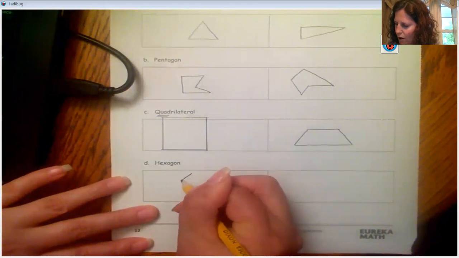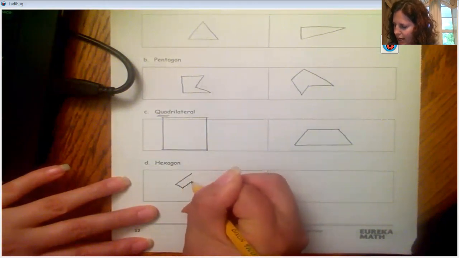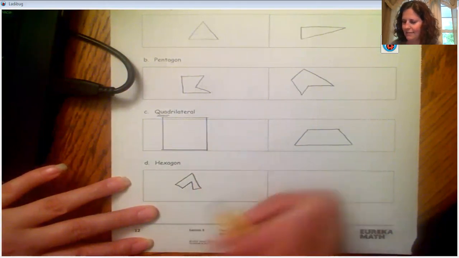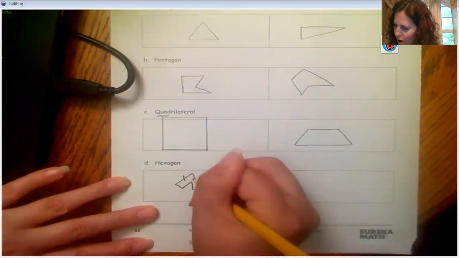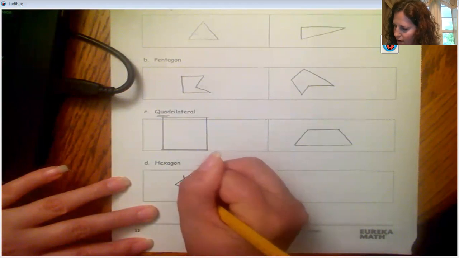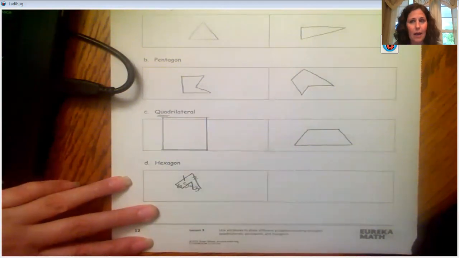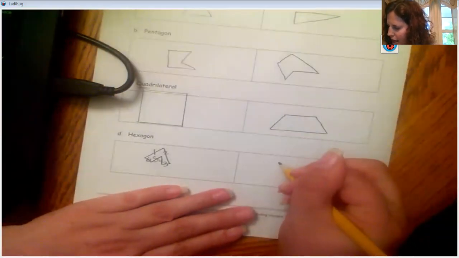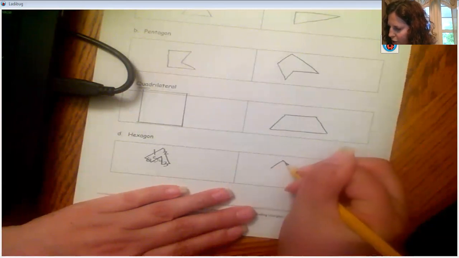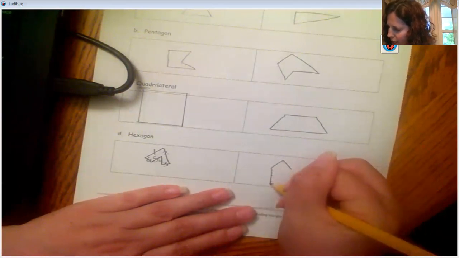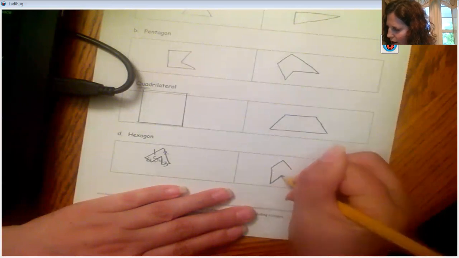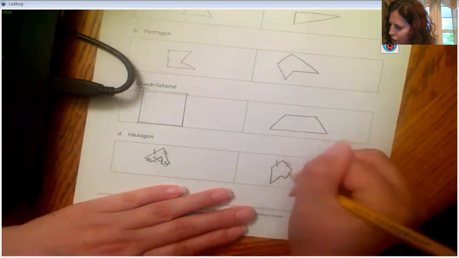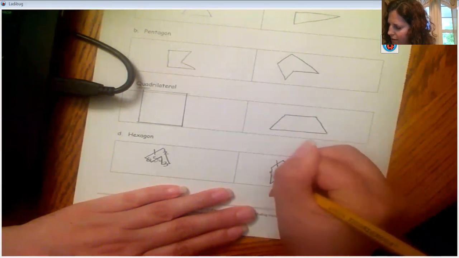So let's say 1, 2, 3, 4, 5, 6. Let's just count and make sure. 1, 2, 3, 4, 5, 6. So that is an example of a hexagon. And then another 6-sided shape. How about I do 1, 2, 3, 4, 5, 6. 1, 2, 3, 4, 5, 6.